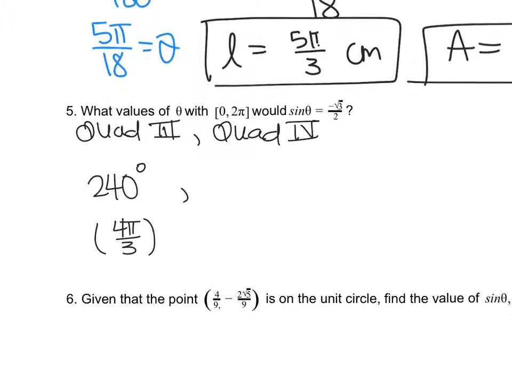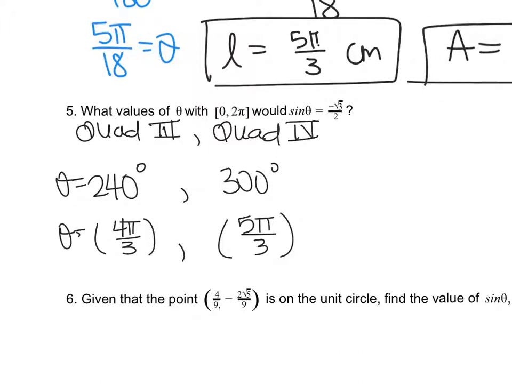And then in quadrant 4, we have a y value of negative square root 3 over 2 at 300 degrees, or in radians, 5 pi over 3. So theta either equals 240 or 300, or 4 pi over 3 or 5 pi over 3, depending on if you're doing it in degrees or radians. It is important that you know the solution for both. You could be asked to give the answer in degrees or radians on a quiz or test.